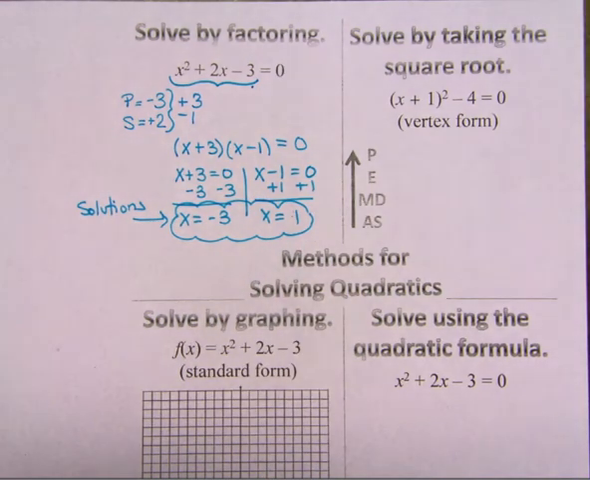Both of them. All right, so a quadratic equation will usually have two solutions. It doesn't always, there are special cases, but usually you'll have two solutions. So in this case, x is equal to negative 3 and x is equal to 1. We keep both of them.